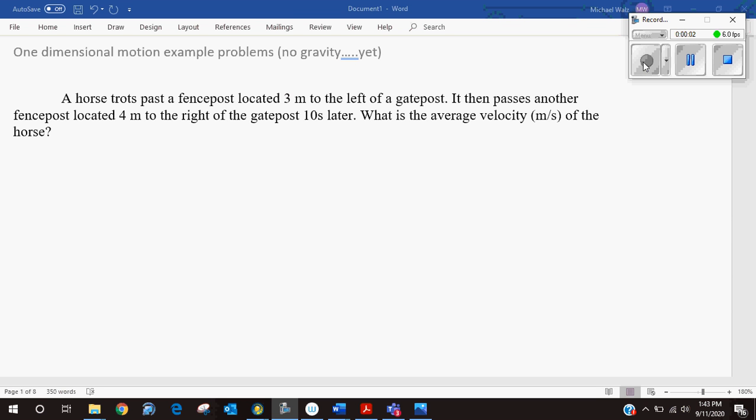Hello, science superheroes. It's time to do some physics. You might want to pause this and write down the question so you have these examples in your notebook.